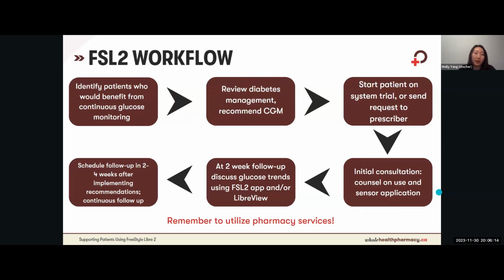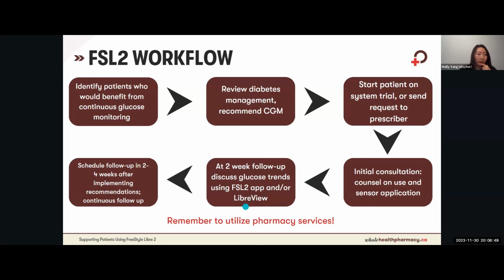When the patient starts and you have that initial consultation, help them apply the sensor. You can counsel on the use, make sure that you talk about the readings, what the arrows mean, which we went over, how they can use the alarms. At 2-week follow-up, since the sensor lasts for 14 days, as Libre 2 always has, you want to bring them back in to discuss their glucose trends and go over all those steps that we went over earlier with the patient app data or LibreView data if you have it set up.